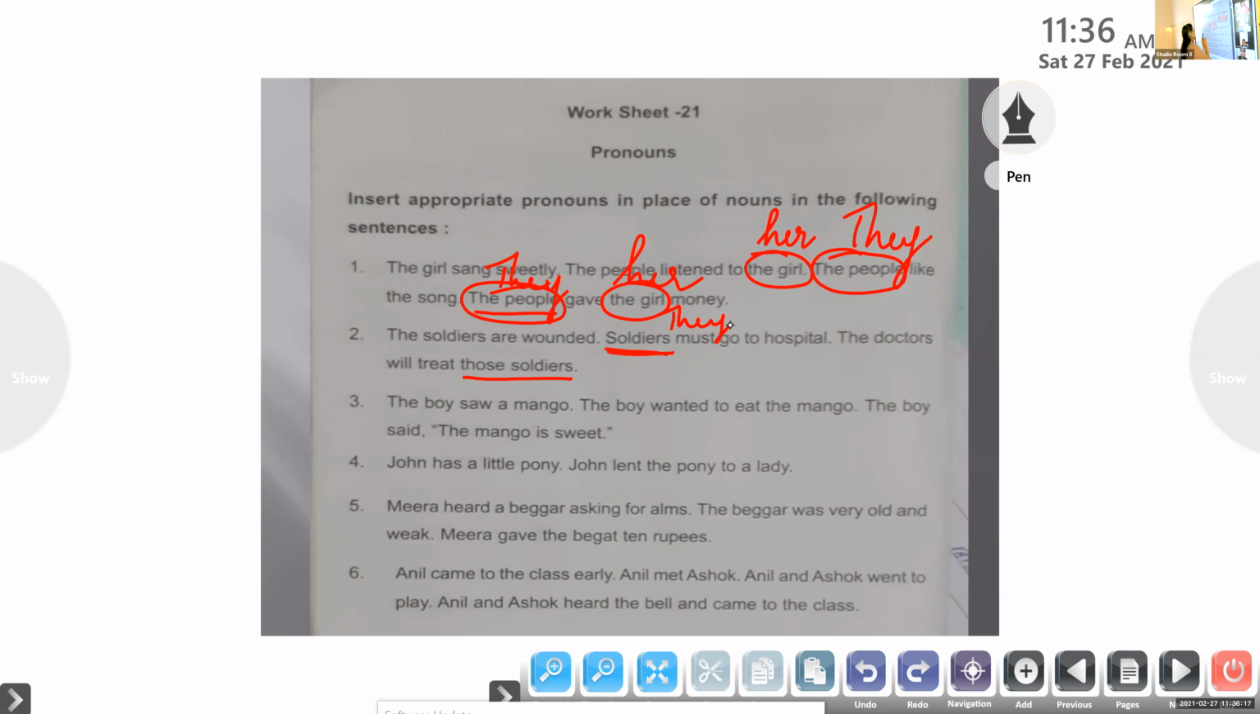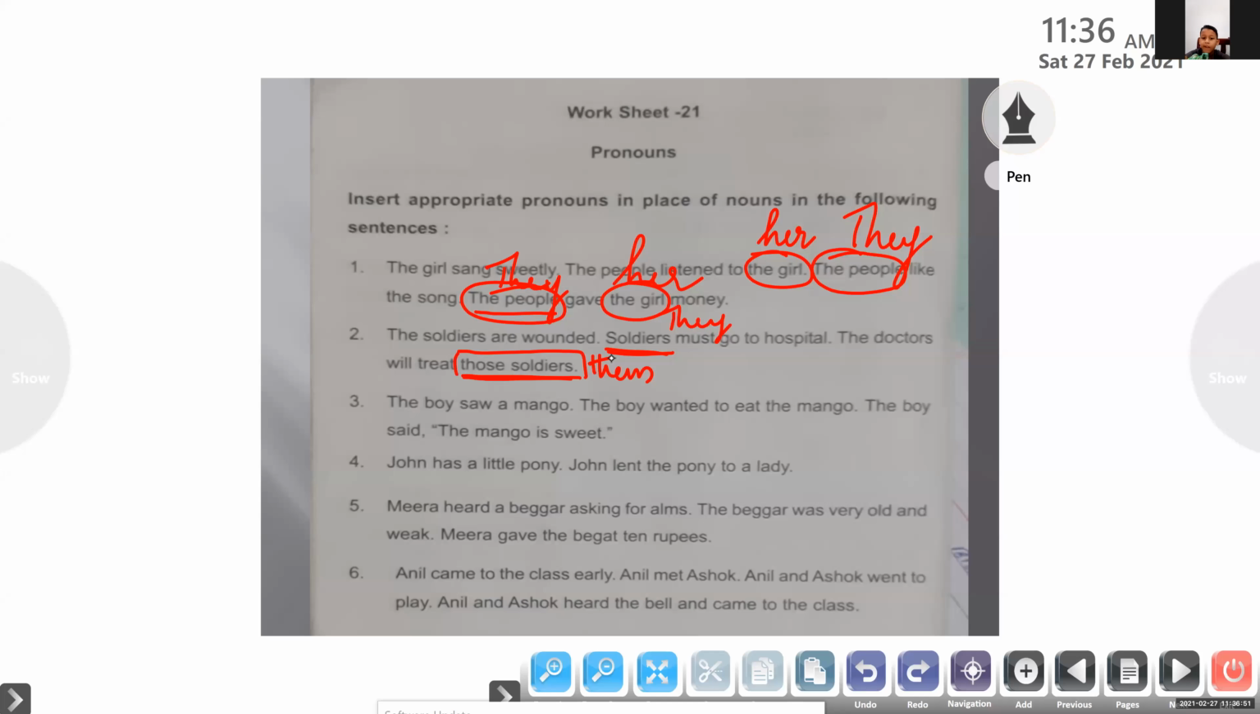The doctors will treat those soldiers. Here also it's a plural pronoun, but here it comes as the object. So what do we have to do? Them. Of course, it is right, it is them. That's why I showed you the table. Please do learn the table very well. Today evening, take the lesson pronouns and learn only the personal pronouns very well. Okay, so the doctors will treat them. Very good. Okay, Stenan, come on, do the third one for me.